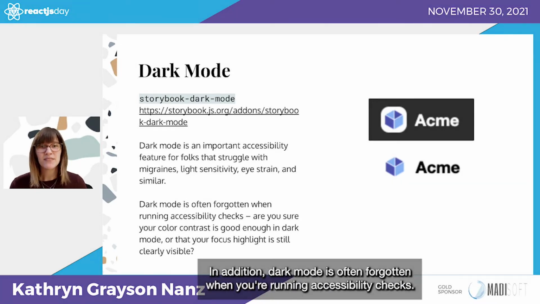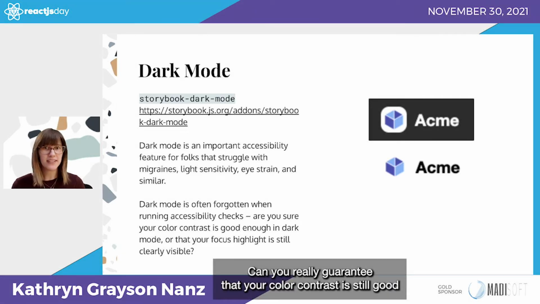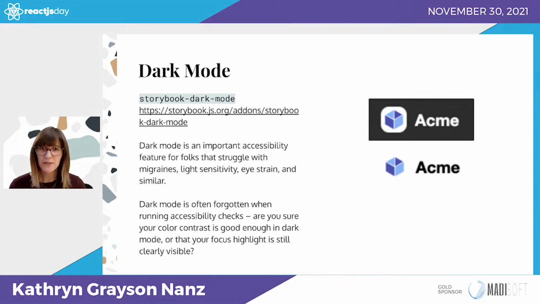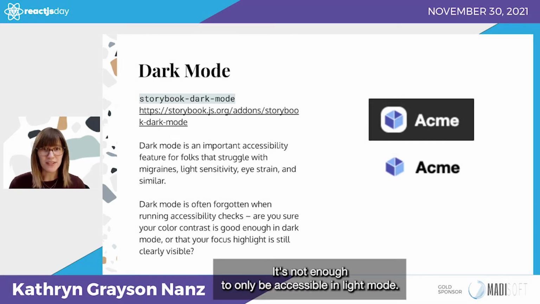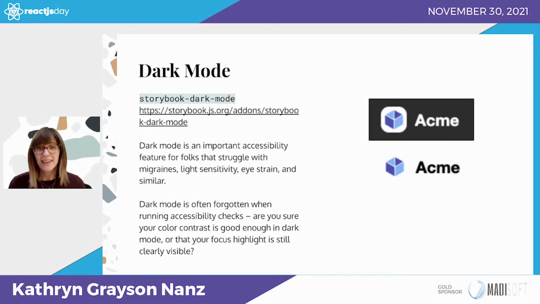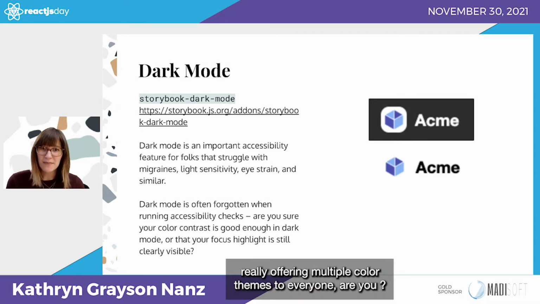In addition, dark mode is often forgotten when you're running accessibility checks. Can you really guarantee that your color contrast is still good enough in dark mode, or that your focus highlight is still clearly visible? It's not enough to only be accessible in light mode. If you're offering multiple color themes, but only one of them is accessible, then you're not really offering multiple color themes to everyone, are you?